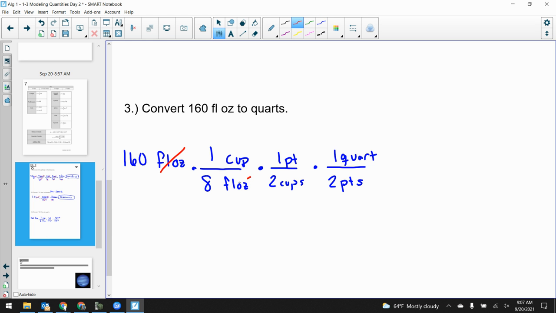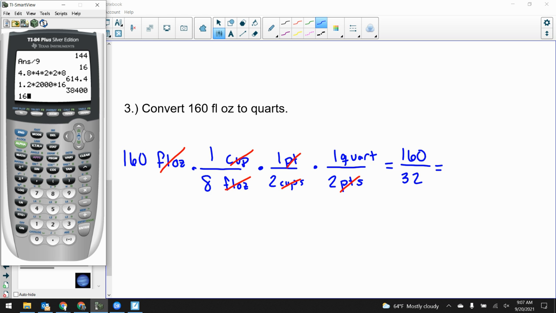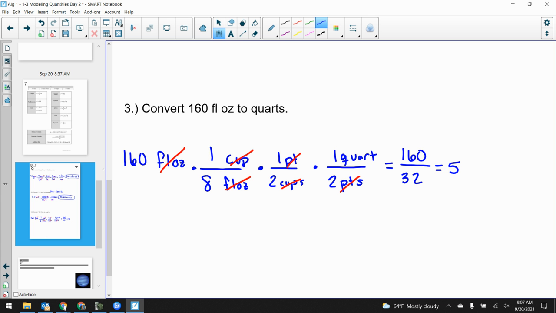So we can cancel. And all I'm canceling is the labels. Be careful, don't cancel the numbers. I need the numbers. So I'm going to be left with quarts left over. Now, multiply straight across on top. On top, all I have is 160, and then I'm multiplying by ones. On the bottom, I've got 8 times 2 times 2. 8 times 2 is 16, times 2 is 32. And 160 divided by 32 is 5. 5 quarts.